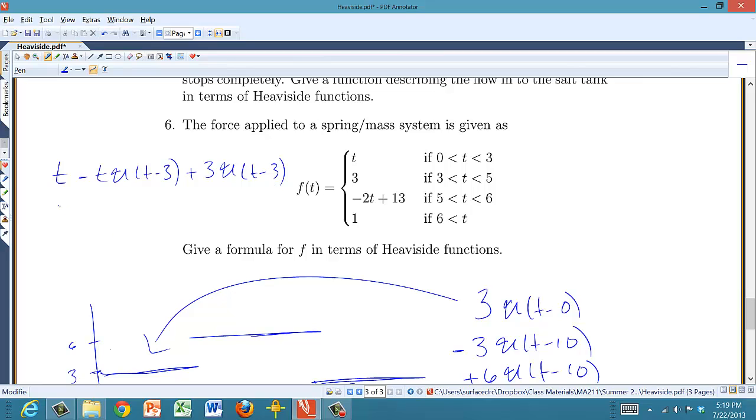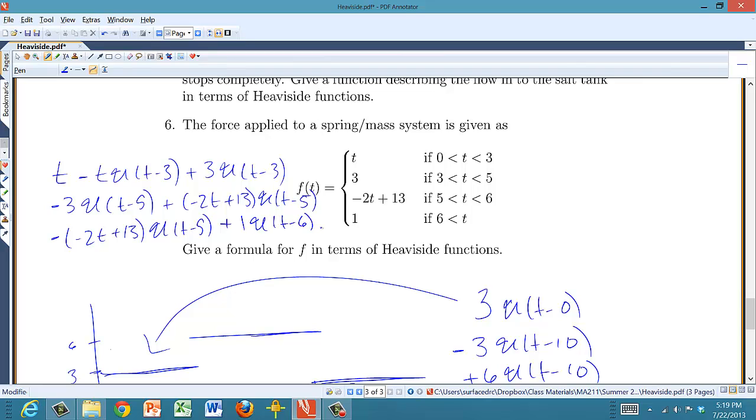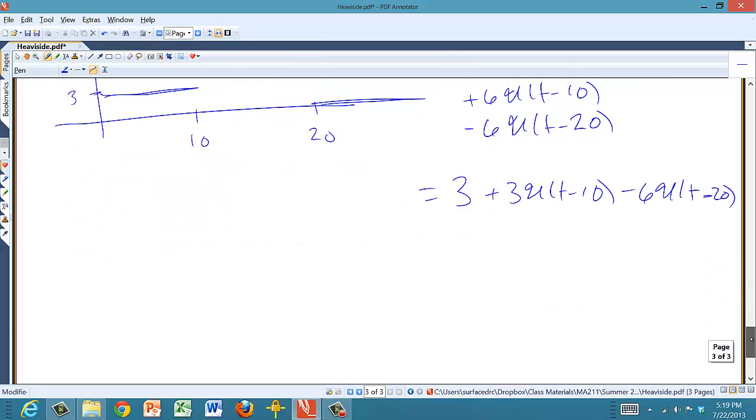At time 5 I want to turn off the 3. And at time 5 I want to turn on a new function, negative 2t plus 13 times u(t minus 5). And at time 6 I want to turn off that function, minus (negative 2t plus 13) u(t minus 6). And then I want to turn on just 1. And that's it. And that's all there is to building functions out of Heaviside functions.